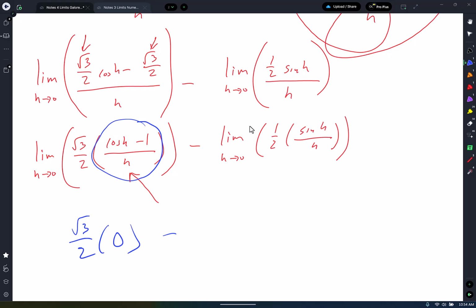Yes, just 0. Just that I circled, right? Minus 1 half. And what is this? Sine h over h as long as h approaches 0. What is it, Kyle? Yes, it's 1. So all that for negative half. Yes.